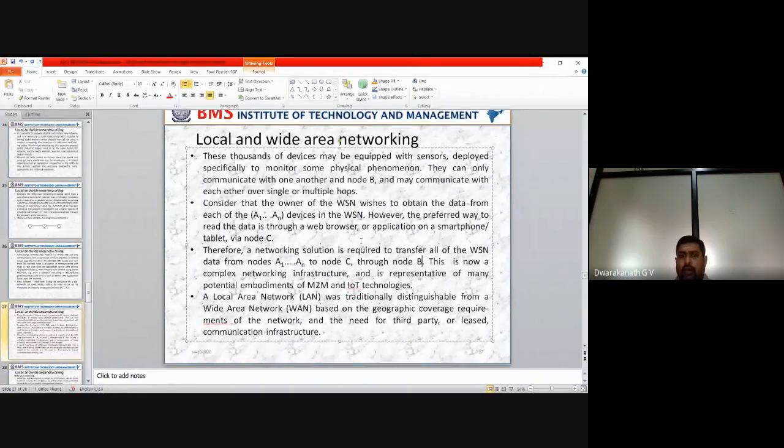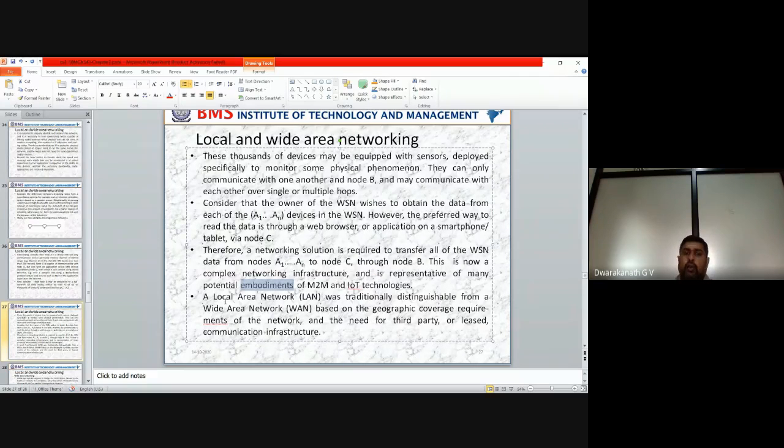This is now a complex networking infrastructure and is representative of many potential embodiments of M2M and IoT technologies. If there is any doubt here, you can ask me. Many constraints will be there of M2M and IoT technologies.